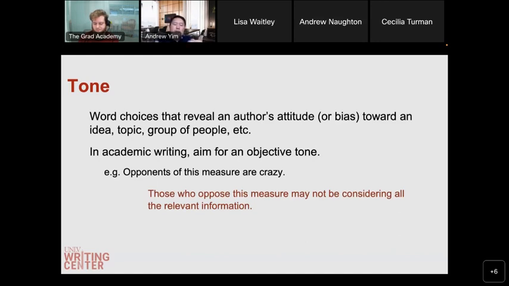So in the second sentence, we can see that the author's tone changes by trying to convey that people who are not necessarily for this law or proposition may not be seeing both sides of the argument. And this is something you also want to be thinking about as you write, because oftentimes what we think about in our heads makes sense to us.